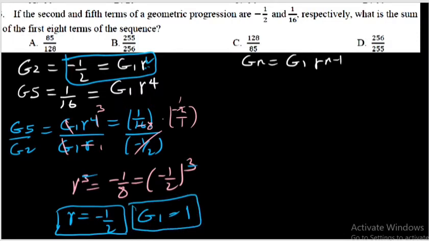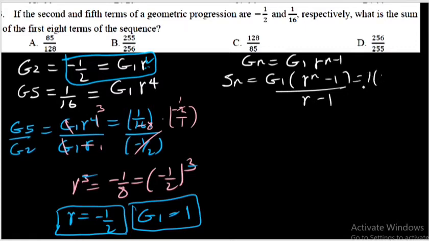What's asked? We are asked to find the sum at 8. What is the sum of the first 8 terms? So sum of n formula, g1 in bracket r to the power of n minus 1, the whole over r minus 1. So that means g1 is 1, you know, so negative. Let's write it properly and let us use our space effectively. Down.